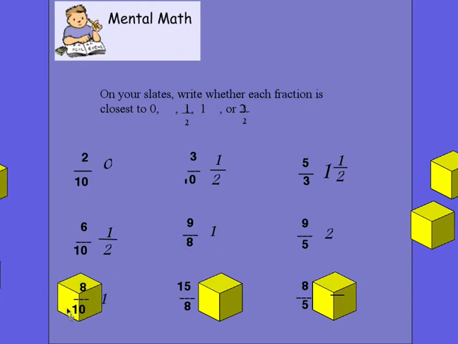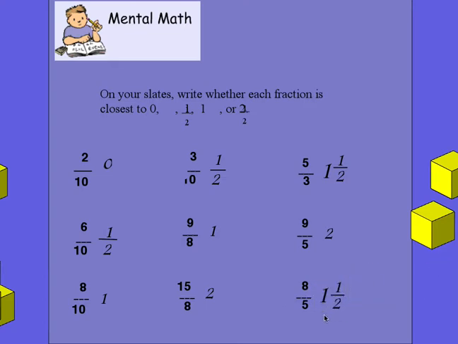8/10 is going to be closer to 1. 0.8 is closer to 1 than it is to 0.5. 15/8 is going to be closer to 2. If it was 16/8, that would be equal to 2. And 8/5 is going to be closer to 1 1/2, as it is 1 3/5, which is a little bit over a half.